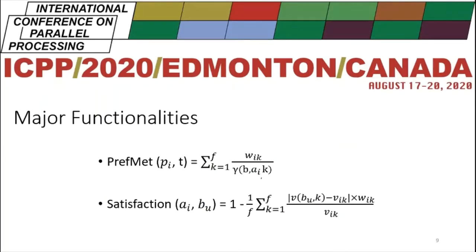So here are the two equations that we have used in our simulation. First one is called preference matching, and second one is called satisfaction rate. In the first one, this function helps to find out which hospital is the best for patients respecting their preferences, and the second equation gives the satisfaction rate of the patient, that is how much the selected hospital satisfies the patient's preferences.